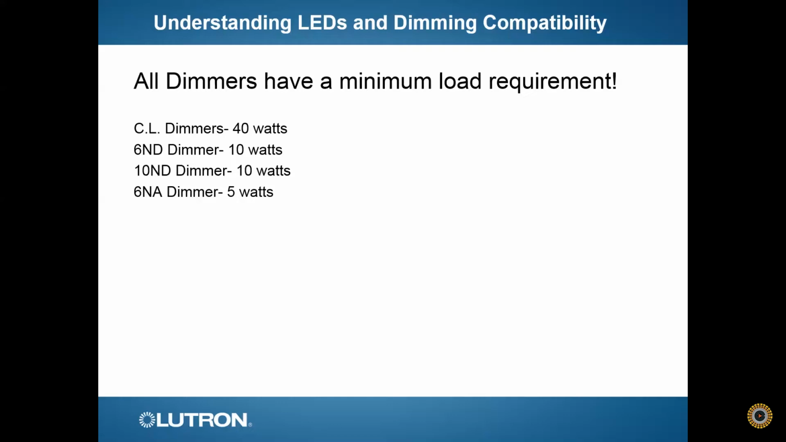This guy only has a 5-watt minimum wattage requirement. So what I tell a lot of dealers as I'm troubleshooting projects with them is, if you're going to pick one dimmer to keep on your truck that would solve 99% of your problems, keep a 6NA on the truck. If you run into a problem switch leg, you can try throwing that 6NA in there. More times than not, it's going to fix the problem.